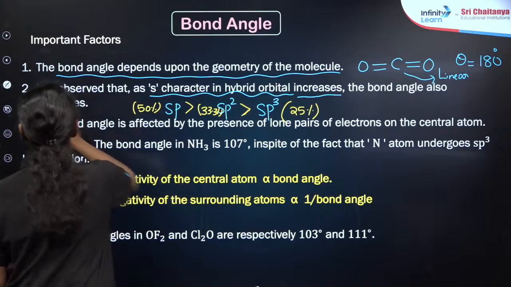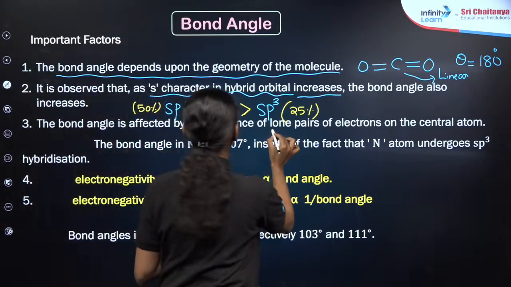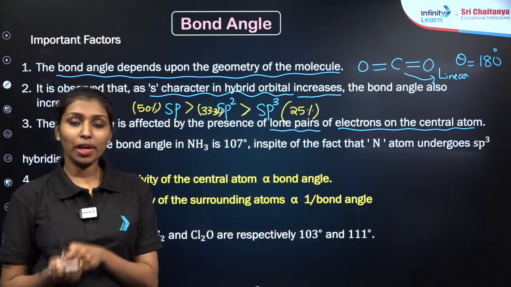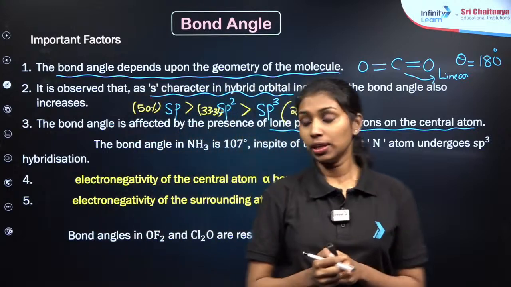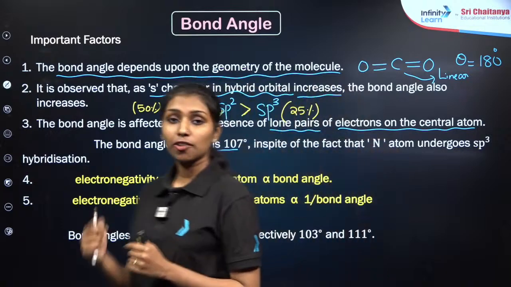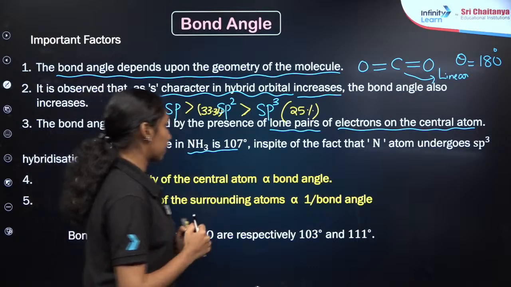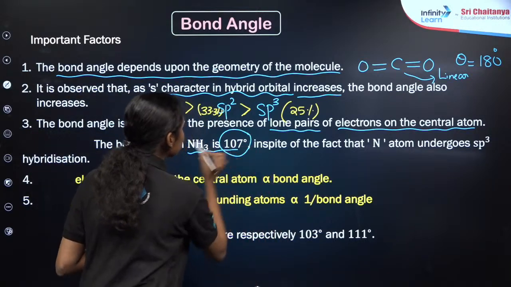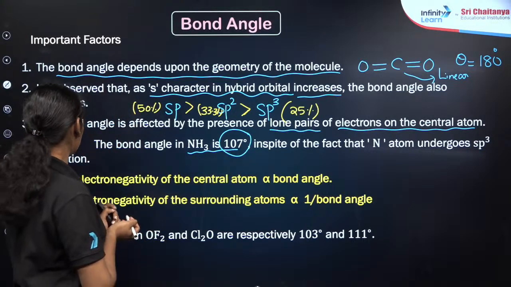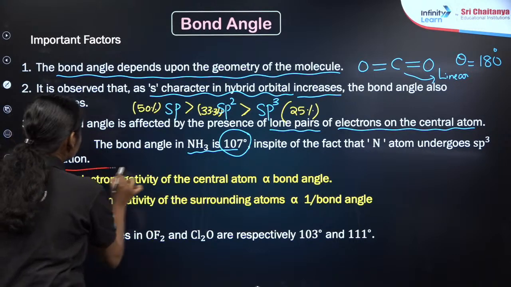Now the next one is the effect of lone pair of electrons. The bond angle is also affected by the lone pair of electrons present on the central atom. That is the case in the ammonia molecule, NH3. Generally, its bond angle would be a tetrahedral angle, but due to lone pair repulsion, which we will discuss in VBT and VSEPR theory in detail, its bond angle is decreased to 107 degrees due to this lone pair. Clear?